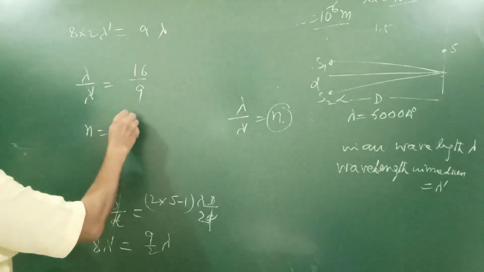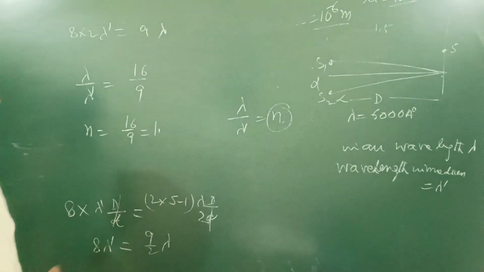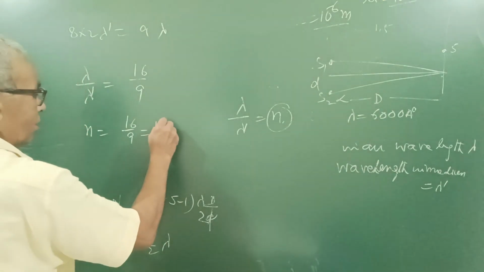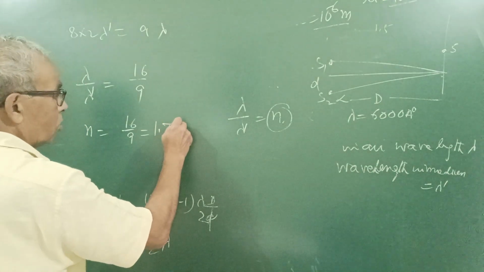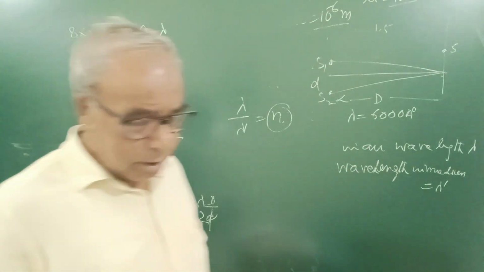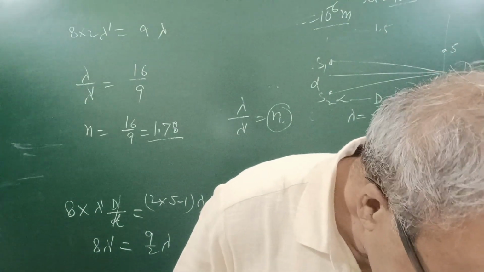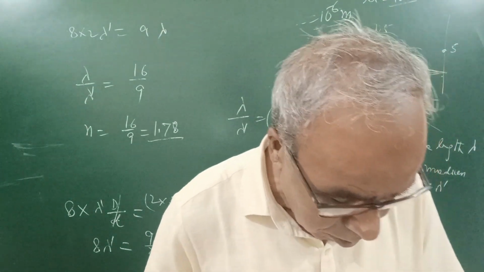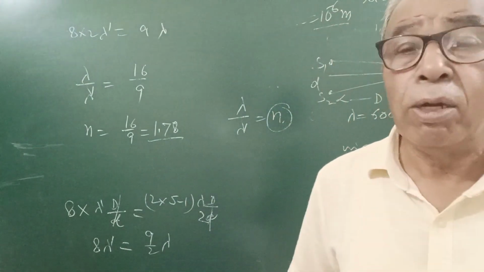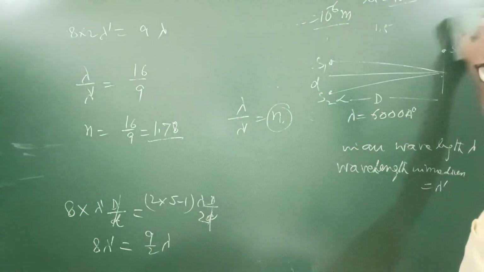N is equal to 16 by 9. 9, 7 is 63, then 7, 7, so nearly 1.78. You can write this is the answer here. Choices are 1.25, 1.59, 1.69, 1.78. So I hope we have got my point.